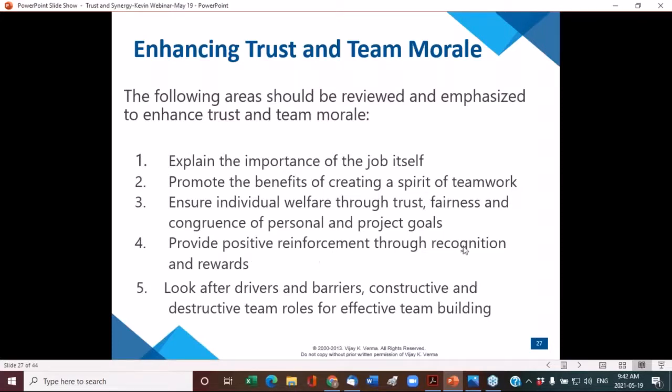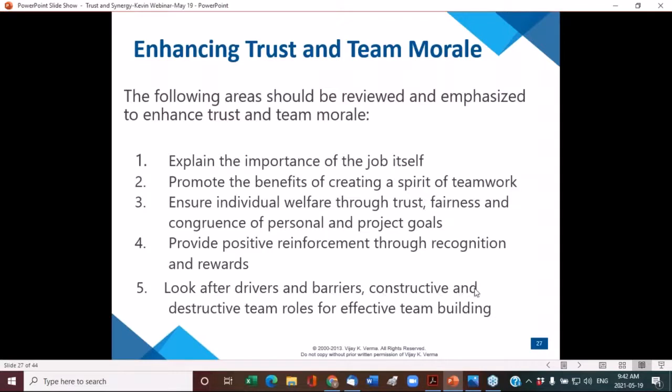Have a positive reinforcement through recognition and rewards, and ensure the individual welfare through trust, fairness, and personal and project goals. Make sure that the personal and the project goals are aligned, because most of the time people do what is in their personal best interest. So if you can align the project goals to their personal goals, you're likely to get more out of them. And look after all the drivers and barriers in team building.